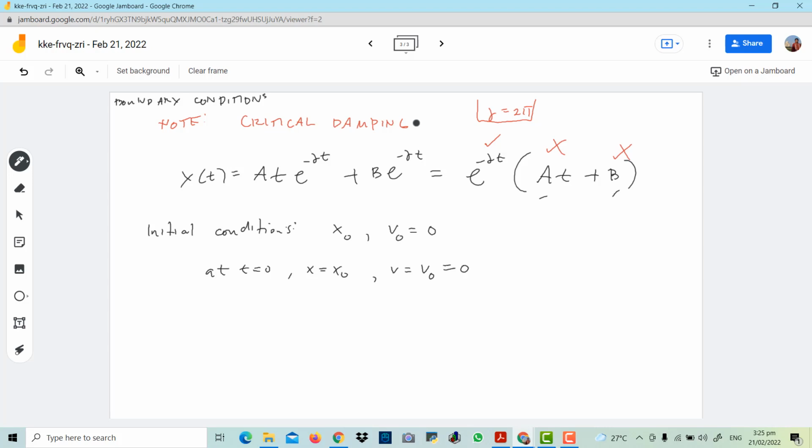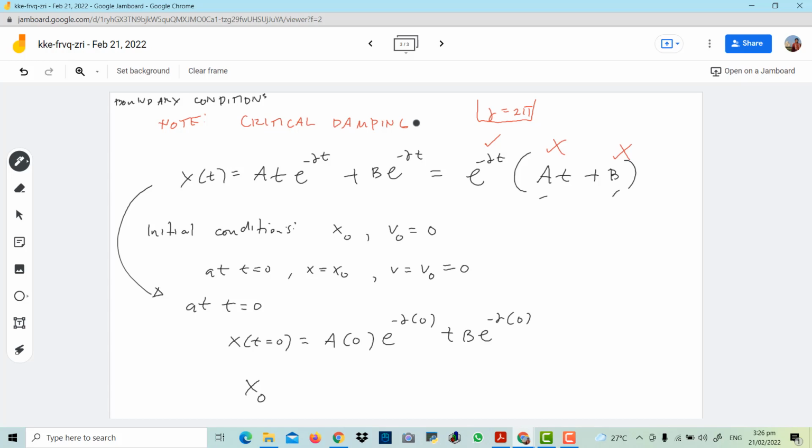So first, at time equals 0, what will happen to your solution? We have x at time equals 0, substitute the 0: a times 0 e to the minus gamma times 0 plus b e to the minus gamma times 0. And what is x at time equals 0? From the initial condition, x at time equals 0 is equal to x naught.